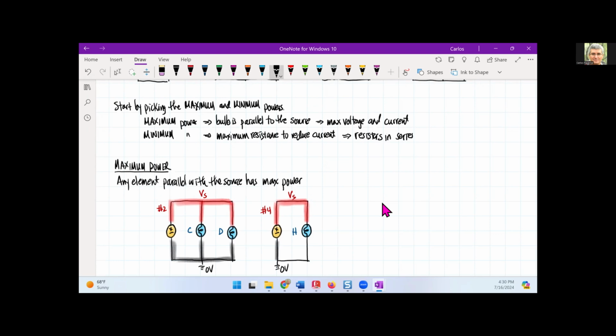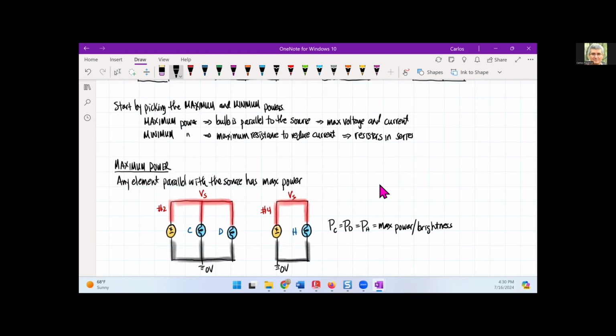So that immediately tells us that you're going to get maximum voltage, and that's the smallest resistance that you can have. So right away, we could see here that the power of C and the power of D and the power of H now have max power slash brightness.